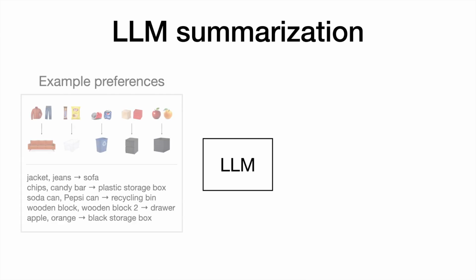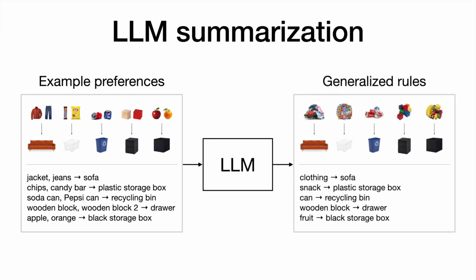To do this, we leverage the summarization capabilities of large language models. We give example preferences in the form of text to a large language model, and then ask it to summarize the examples into general rules. These generalized preferences can then be used for novel unseen objects.